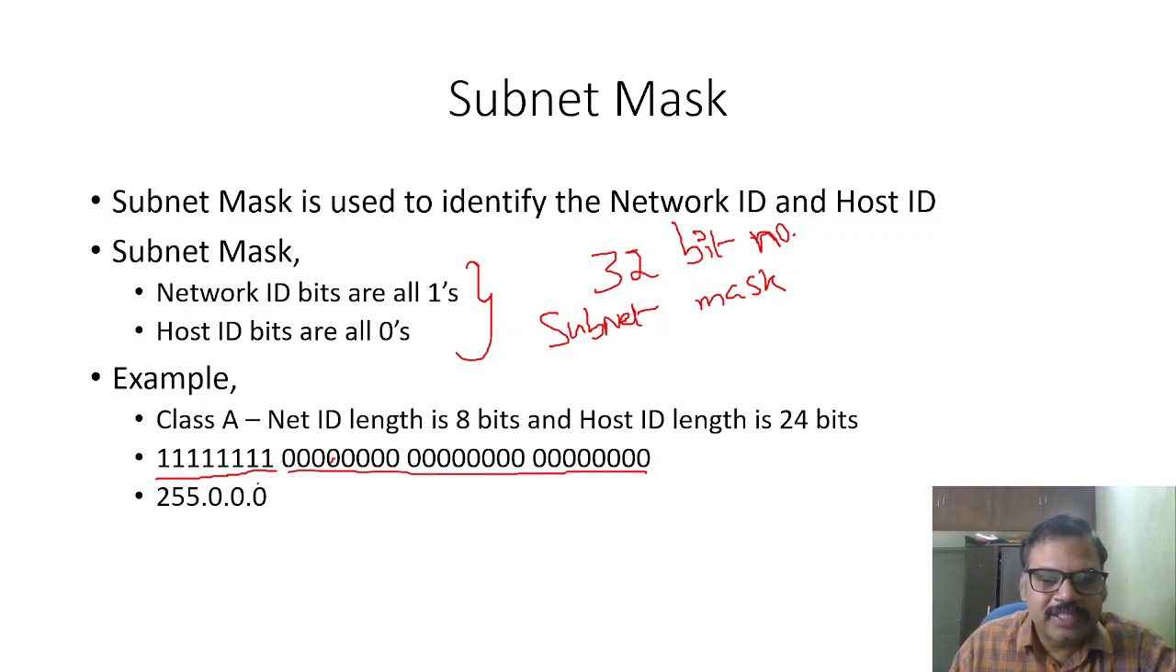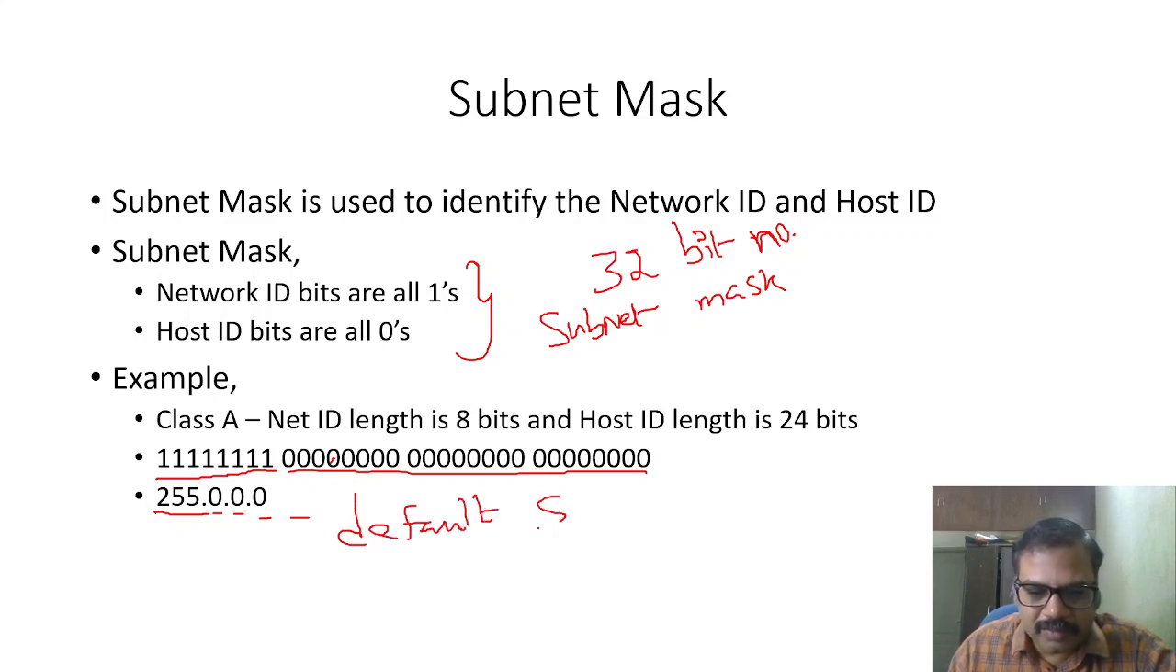If you convert these continuous 8 ones into a decimal number, it will be 255. I hope you know the conversion of binary number to decimal number and decimal to binary number. And converting each 8 bits of zeros gives the decimal number 0, again 0, 0. So this is the default subnet mask for a class A address.